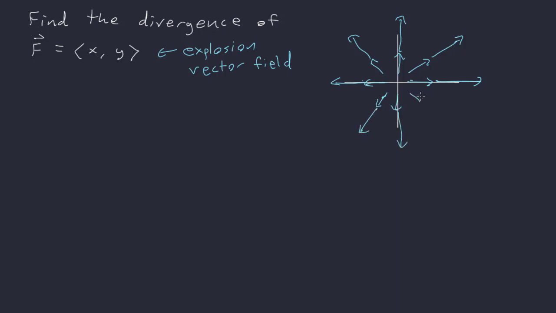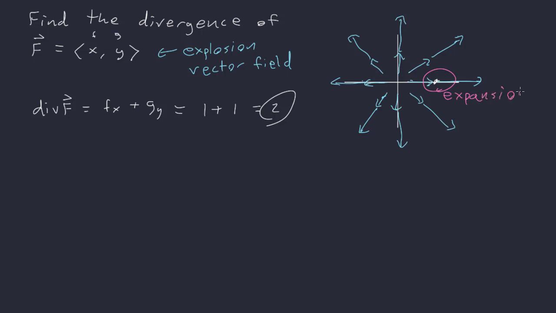So just based on the way this looks and what we've been told about what divergence does, we should expect a positive divergence. So when we calculate this, div F, remember it's little f sub x plus little g sub y. So here's our little f, or little g, f sub x, that's 1, g sub y, that's 1, we get 2. And that's exactly what we expected. We have a positive divergence. We have expansion. All right, we can see it here with expansion.